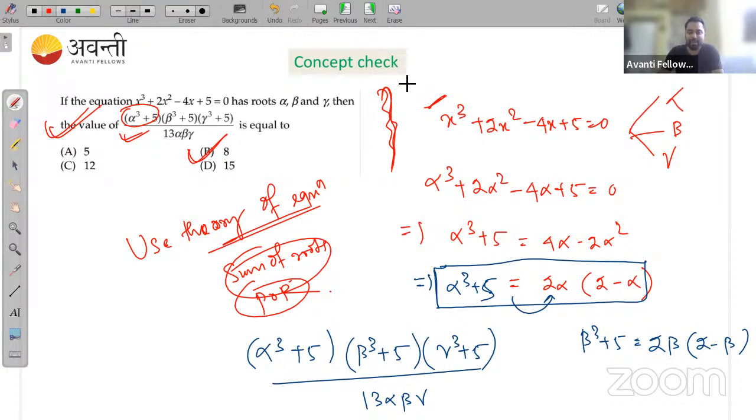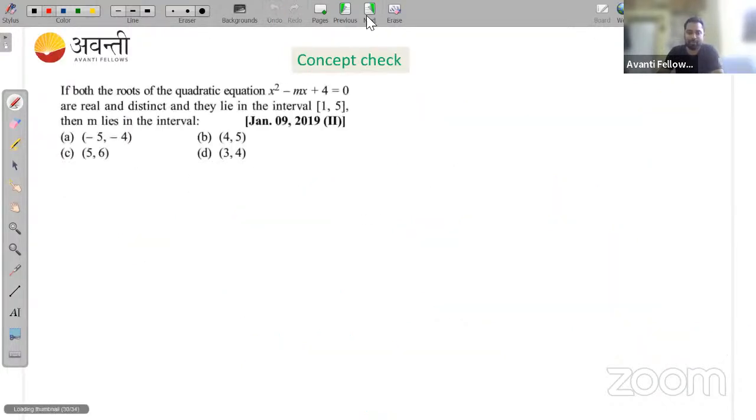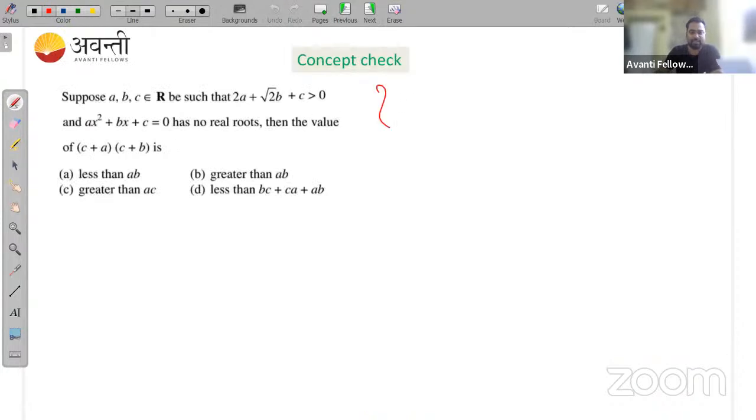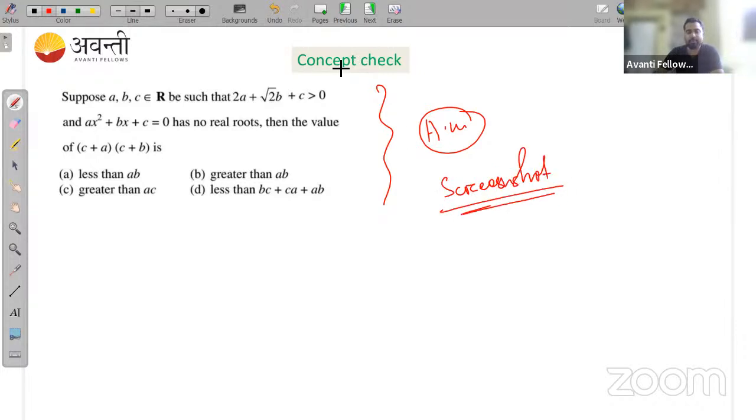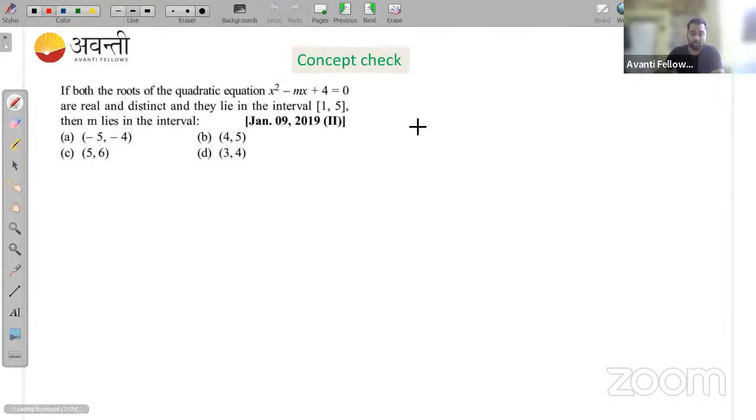How many questions are we left with? Just take a screenshot of all those questions. This question, take a screenshot. These are homework questions. Try them at home after the class. Okay. Next question, 2019 IIT JEE.